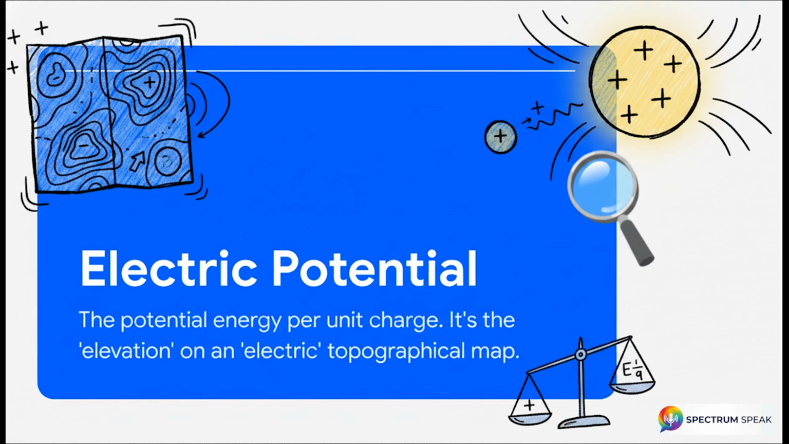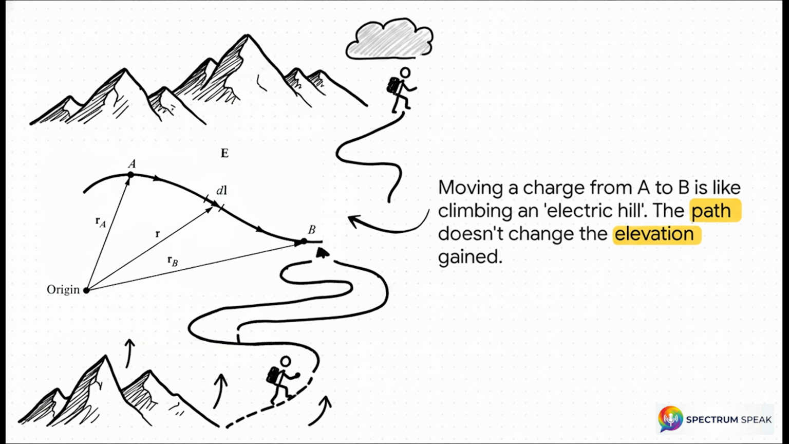It's simply the potential energy at any point divided by whatever charge you happen to place there. And check this out, because this illustrates one of its most important properties. Just like when you're climbing a mountain, the total elevation you gain between point A and point B is exactly the same, no matter what path you take. It doesn't matter if you take the long, winding scenic route or the super steep direct one. The change in your elevation, your potential, is identical. It is totally path independent.